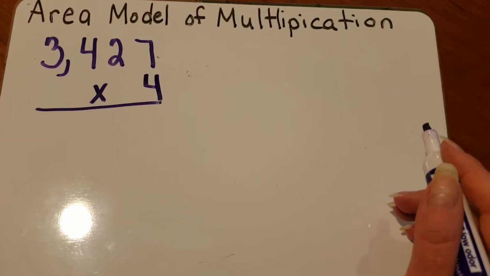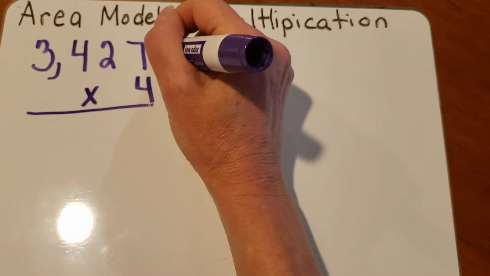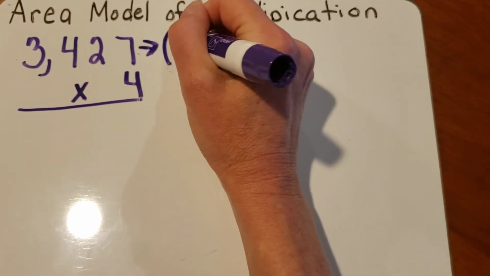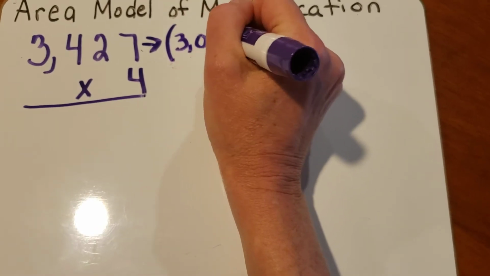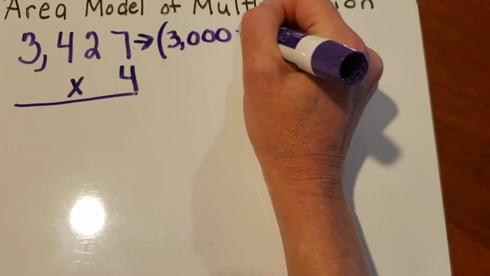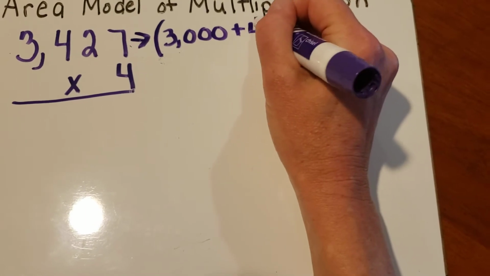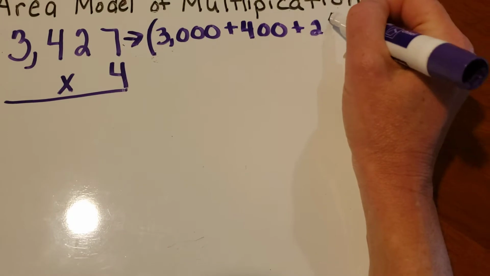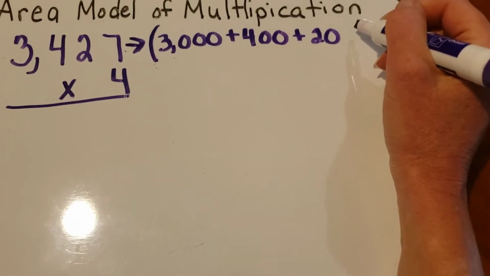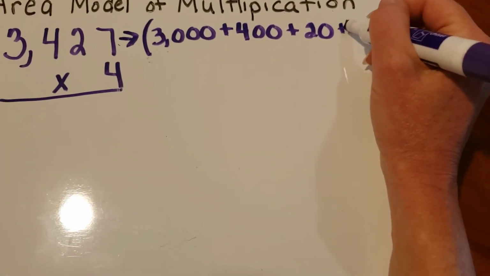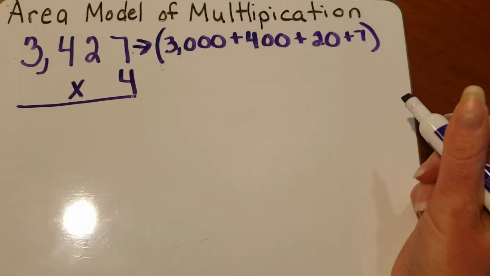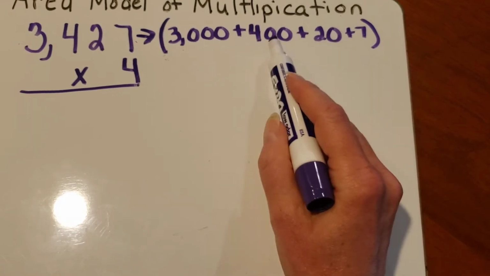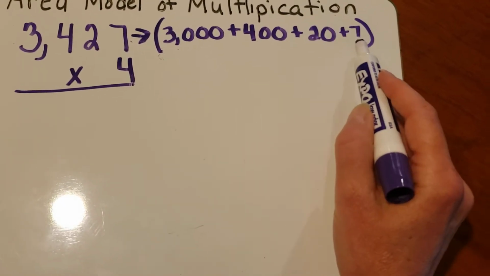The first thing we're going to do is break the 3,427 into place value. So the 3 is in the thousands spot, and we're going to add that to the 4 that's in the hundreds. And then the 2 is in the tens, so that's 2 tens is 20. And then there are 7 ones. So 3,427 written in expanded form is 3,000 plus 400 plus 20 plus 7.